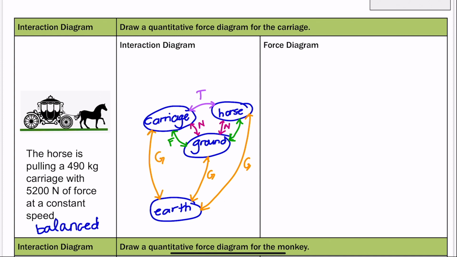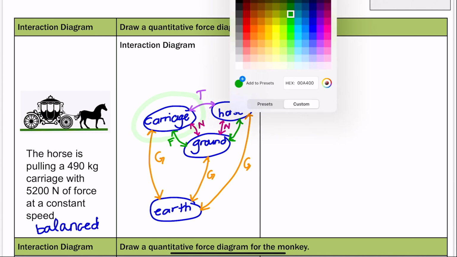So we are going to pay attention to everything that's going on with the carriage. Okay, we see that there are 1, 2, 3, 4 interactions happening with the carriage. So let's go ahead and draw that.